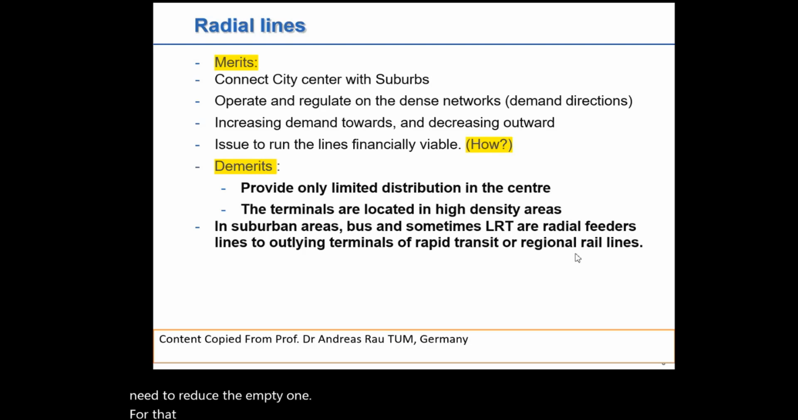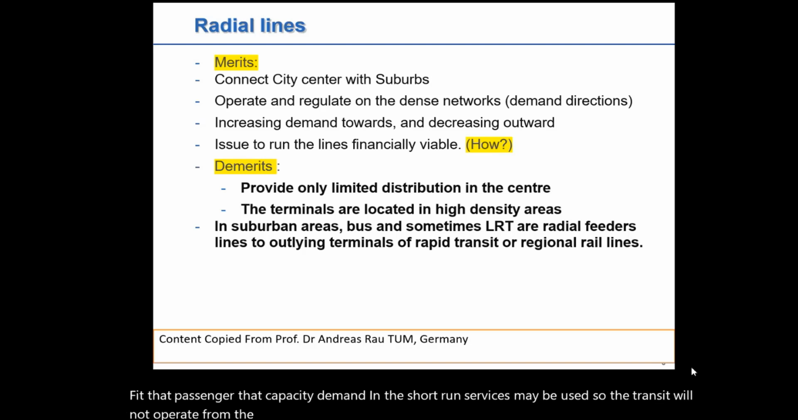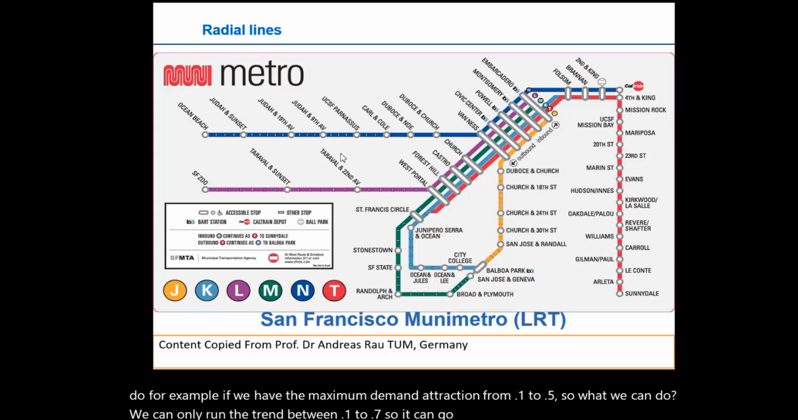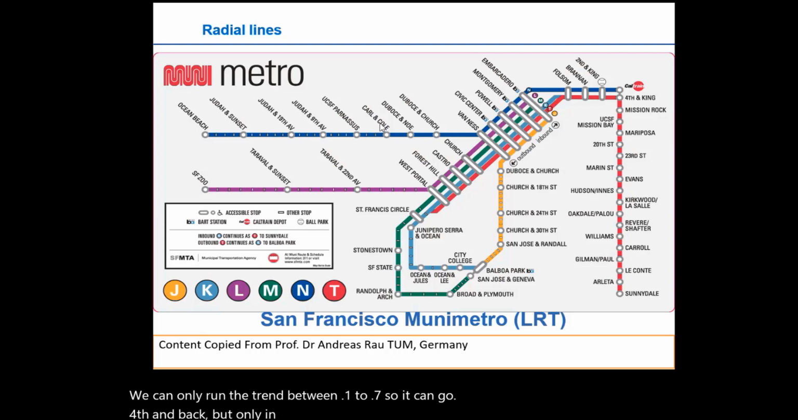For that purpose, to fit the passenger capacity demand, short-term services may be used, so the transit unit operates from the center only to an intermediate point and back. For example, if we have the maximum demand attraction from point 1 to point 5, we can run the train only between point 1 and point 7, so it can go forth and back, but only in those major demand areas.